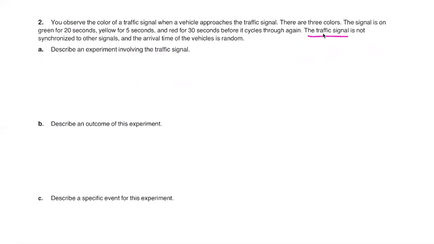This last sentence here, that the traffic signal is not synchronized to other signals and the arrival time of the vehicles is random, is them trying to tell us that this is a probabilistic situation. So because there's no connection to anything else, we are good to go. We can use our probability skills. And so your experiment is the first sentence that they gave us.